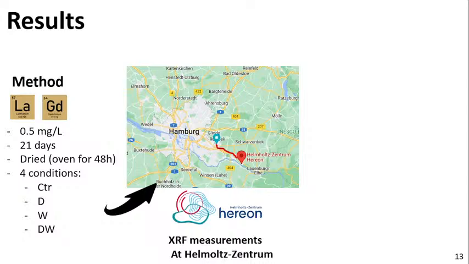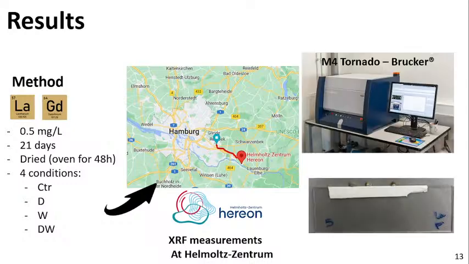So what I did is that I decided to map my elements in the same way as for the acute organisms, but I did not go to the synchrotron because it takes a bit of time, and my organisms were much bigger in that case after 21 days. So I went much closer. This is the laboratory I went to, the Helmholtz Centrum in Herren, where it's possible to do X-ray fluorescence measurements with a Bruker instrument called the M4 Tornado.